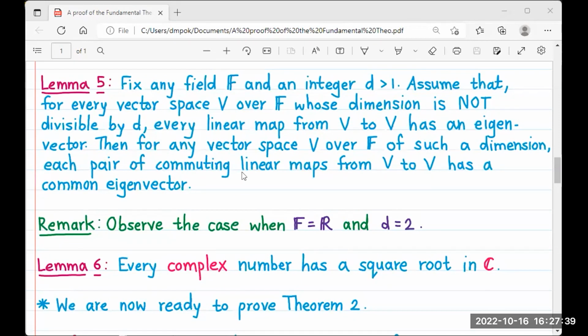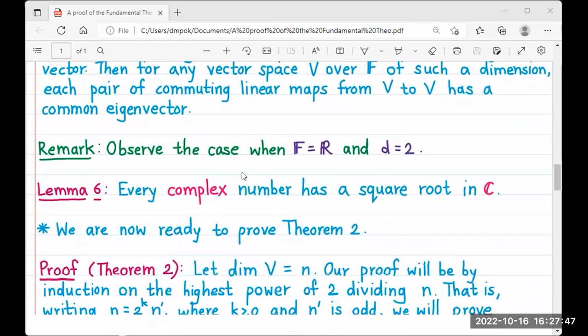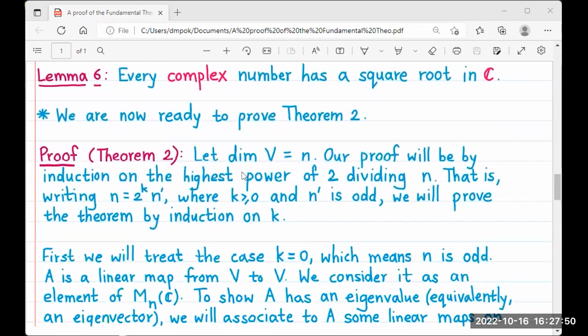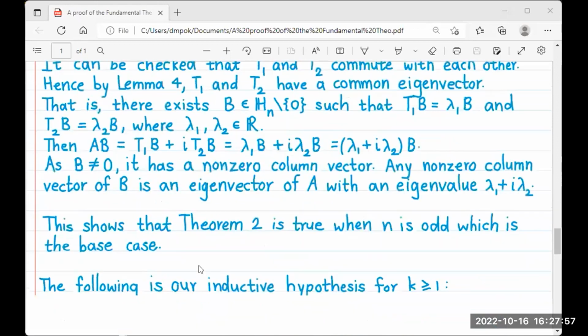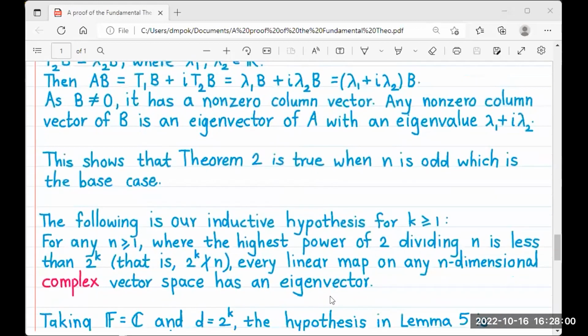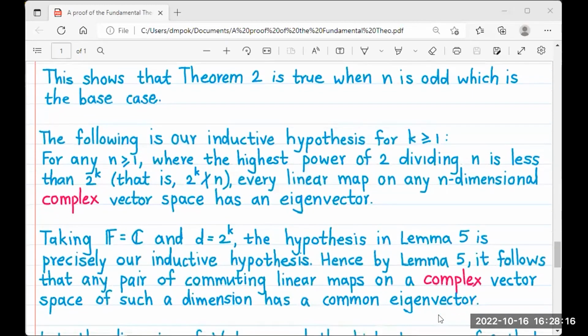So if we replace in lemma 5 F by C and d by 2 to the power k, then we exactly get our inductive hypothesis. So we can use the conclusion of lemma 5. So assuming the inductive hypothesis, by lemma 5 we will get that any pair of commuting linear maps on a complex vector space of such a dimension, that is, 2 to the power k does not divide the dimension of V, has a common eigenvector. Remember this, we will use this to prove our main step.